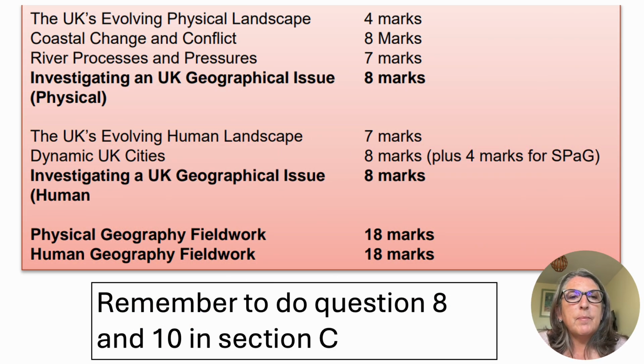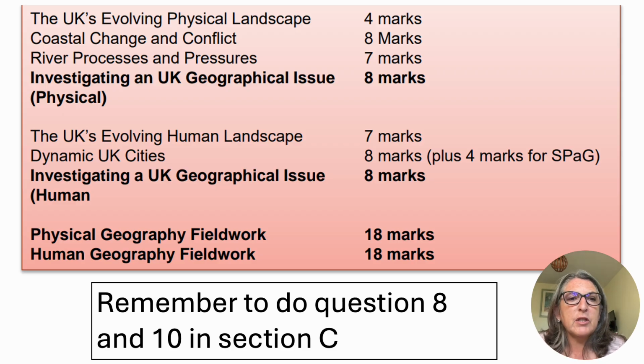Here we have what's going to be in your paper. There are 3 sections to it, and when you get onto the last section, you've got to be very careful about which questions you do. So Section A is the UK's evolving physical landscape. So that's some general background on what the physical landscape of the UK is like and why it's like it. You then get 8 marks worth of questions on coastal change and conflict, 7 marks on river processes, and then you get a big geographical issue to investigate using an assess type question that will be based on the themes that come out in those 3 bits before.